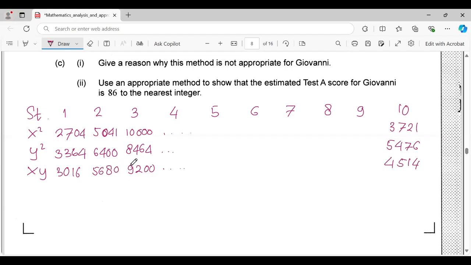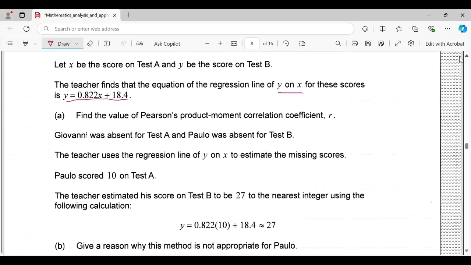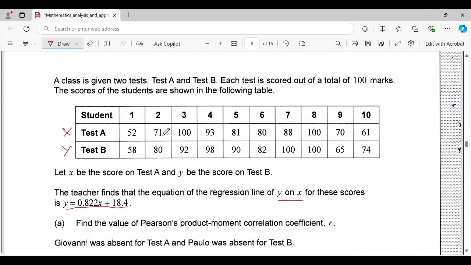So the next step, you can determine sigma, or the sum, of X. Sigma X is 796. Sigma Y is 839. So sigma X is 52 plus 71 plus 100, and so on until plus 61. Also sigma Y.